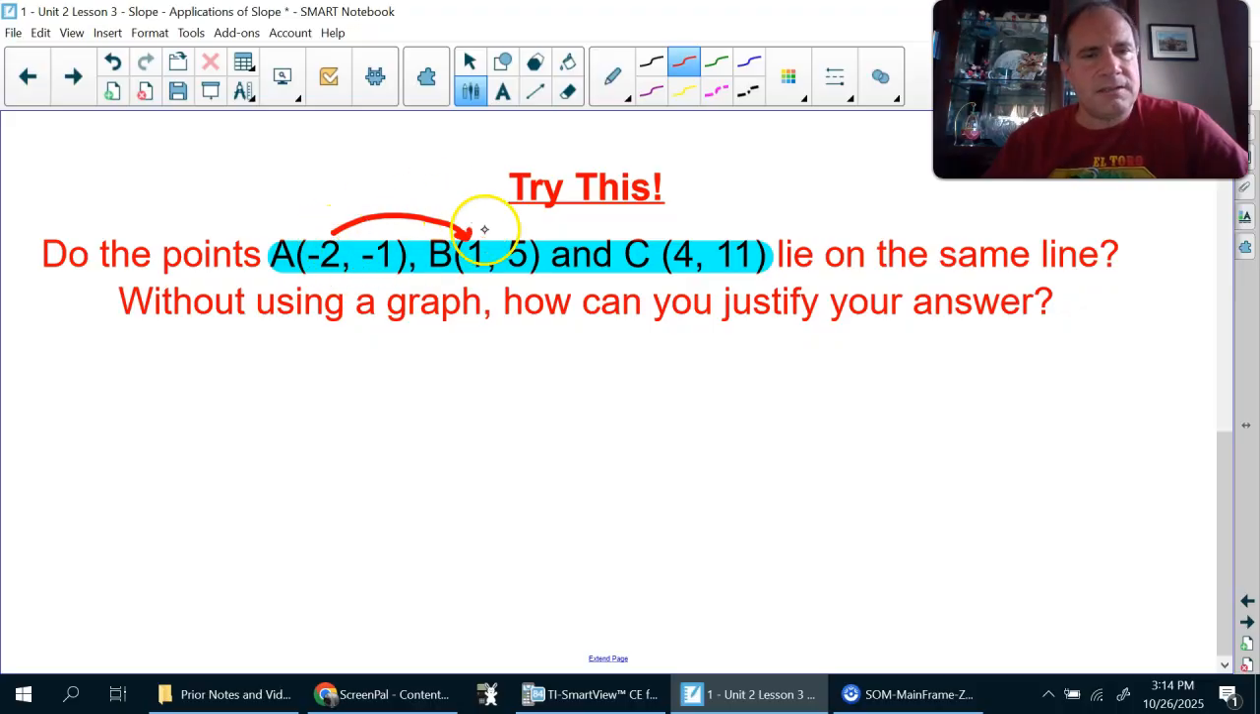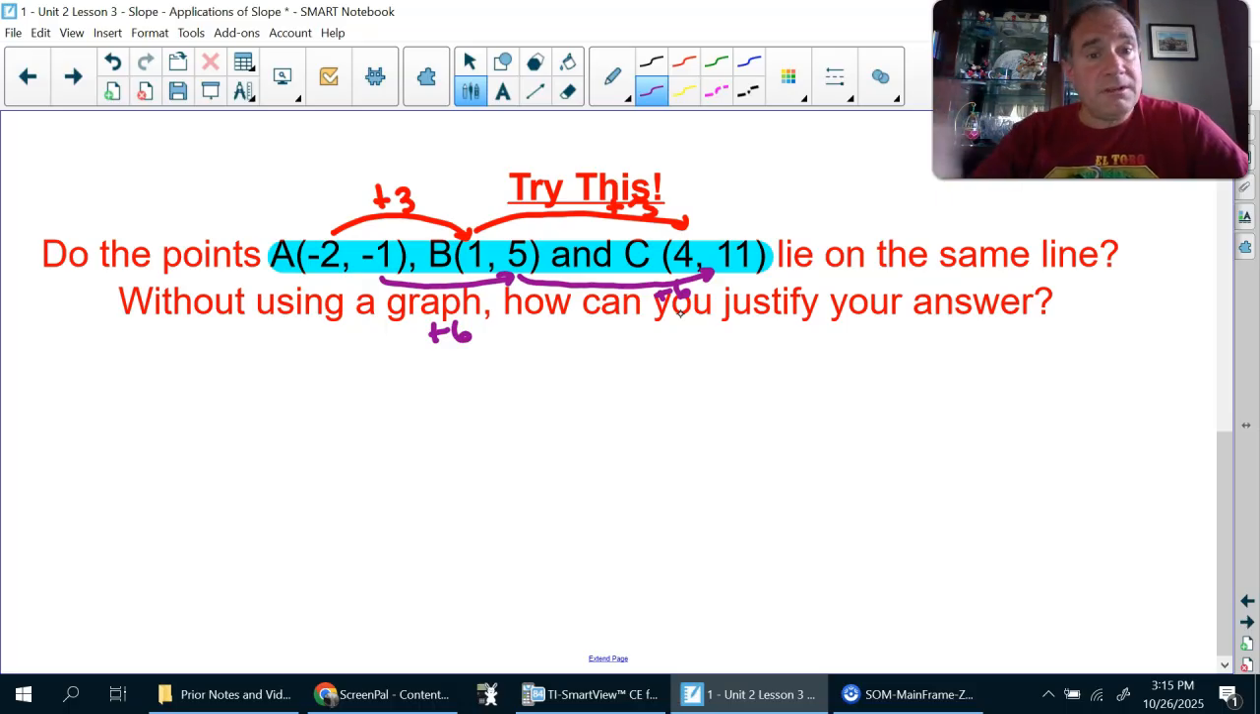From this x to this x, that is +3. And then from this x to this x, that's +3. That's good. So let's talk about the y. This y to this y is +6. And then this y to this y is +6. So are they on the same line? 1, 2, 3, 4. They are. The pattern is the same.